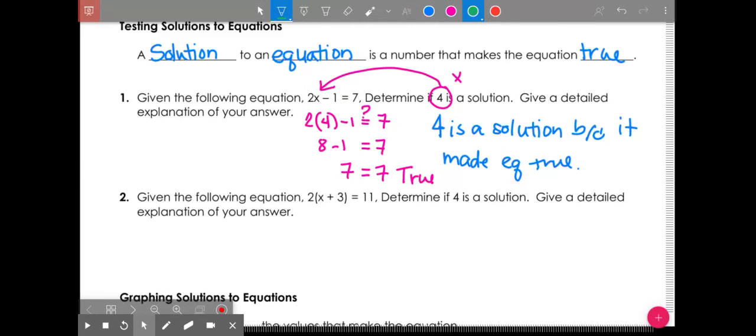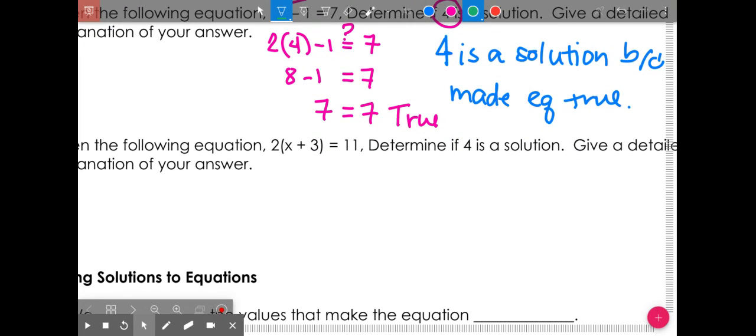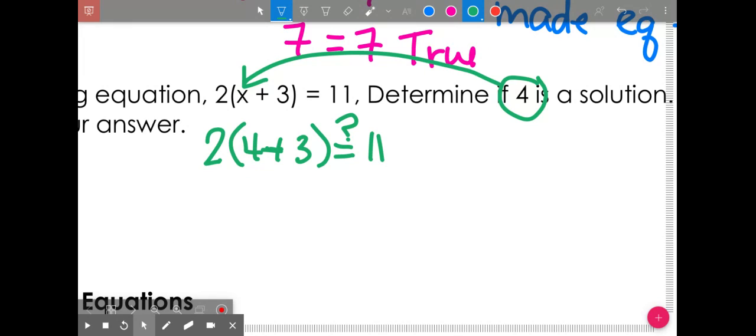For number 2, we want to know if 4 is a solution to this other equation. So we're going to do the same thing. We're going to take 4, we're going to let it be x, and plug it in. So we'll have 2 times 4 plus 3, that's plus. Does that equal 11? Now, PEMDAS tells me that I have to simplify stuff in parentheses first, if I can. So I have a 4 plus 3 in parentheses. That makes a 7. So I have 2 times 7 equal to 11.